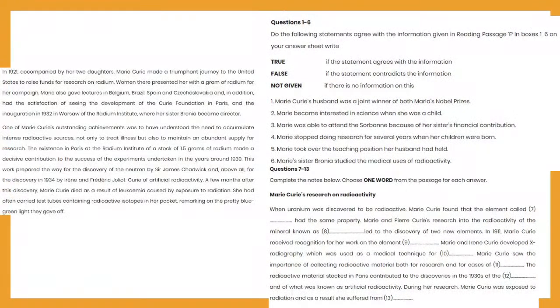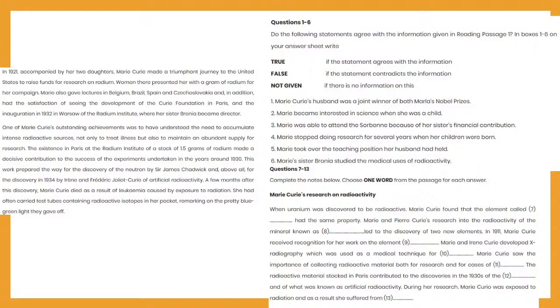In 1921, accompanied by her two daughters, Marie made a triumphant journey to the United States to raise funds for research on radium. Women there presented her with a gram of radium for her campaign. Marie also gave lectures in Belgium, Brazil, Spain, Czechoslovakia, and in addition had the satisfaction of seeing the development of the Curie Foundation in Paris and the inauguration in 1932 in Warsaw of the Radium Institute, where her sister Bronia became a director.